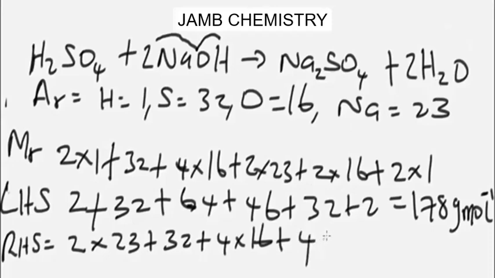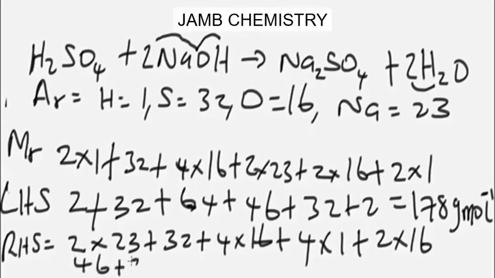We have 4 times 1, because the relative atomic mass of hydrogen is 1, then plus 2 times oxygen, which is 16. Hope you're not confused with this 4. This 4 is because this 2 times this 2 will make it 4. So when you break this down, this one will still give us 46 plus 32 plus 64, plus 4, plus 32.